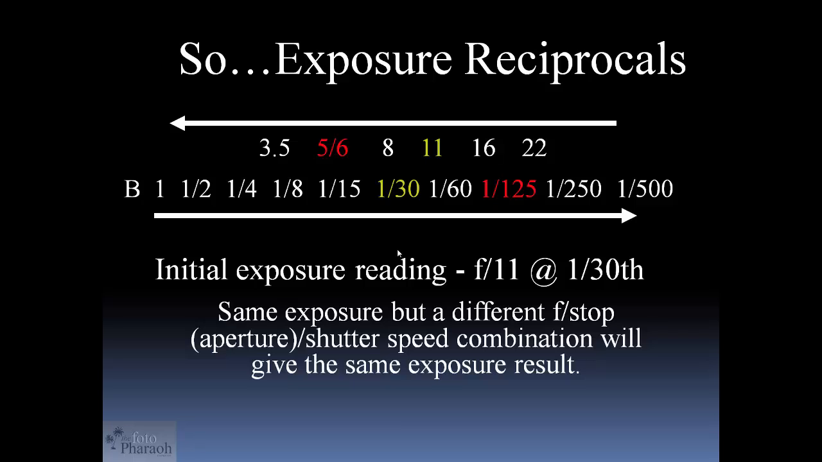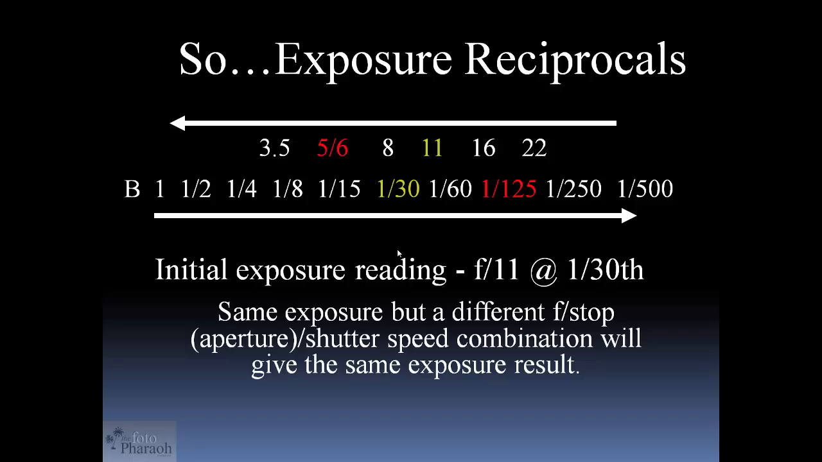So exposure reciprocals work this way. Let's just take an example. You have an initial exposure reading of f11 at 1/30th of a second. In other words, your camera tells you that that is going to give you a good exposure. You're using your meter and it's giving you the green light, so to speak, to shoot the picture. You're going to have a good product.